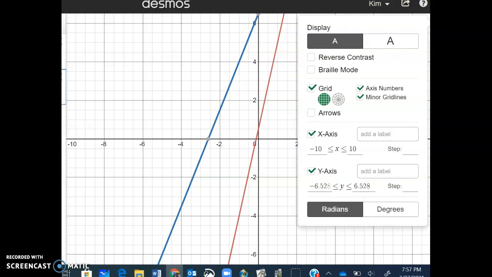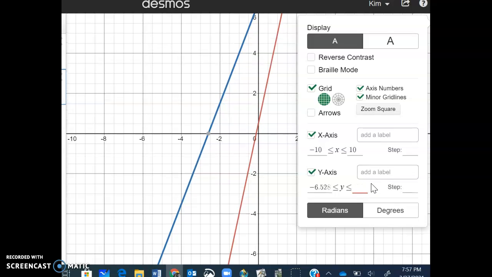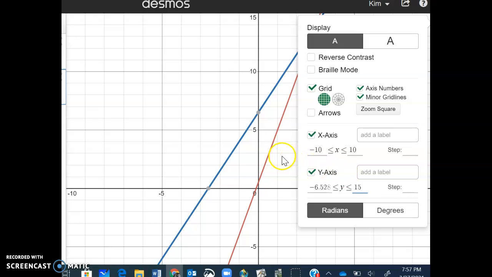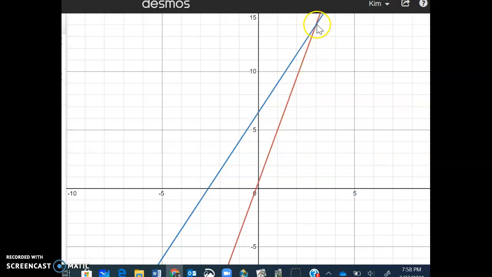So if I wanted to do this in my calculator, what I would need to change is the y max value. And I don't really know what it is going to be, but I hope it's going to be somewhere above 14 because that's the answer that I got. So I'm going to try 15. And there it is. There's my point of intersection. It's the point 3, 14, which is exactly what we got when we solved it.